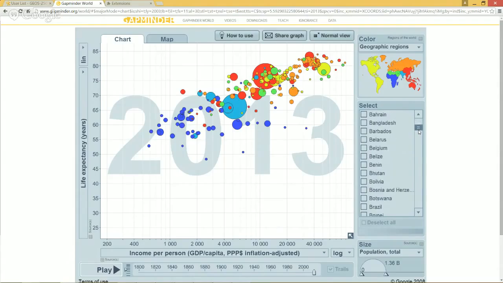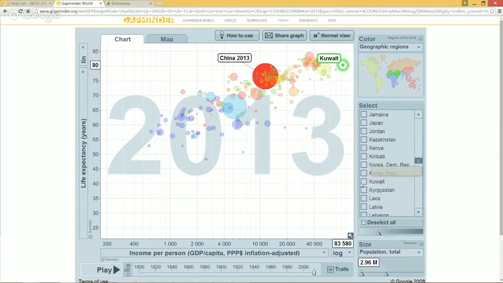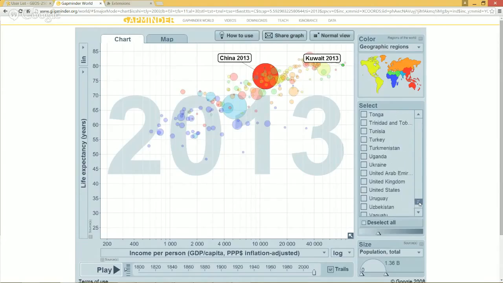and I'm going to select China, and then I'm going to select Kuwait, and lastly United States. And you can see that those are all highlighted and labeled on the map, so we can more clearly see what is going on with those particular countries.